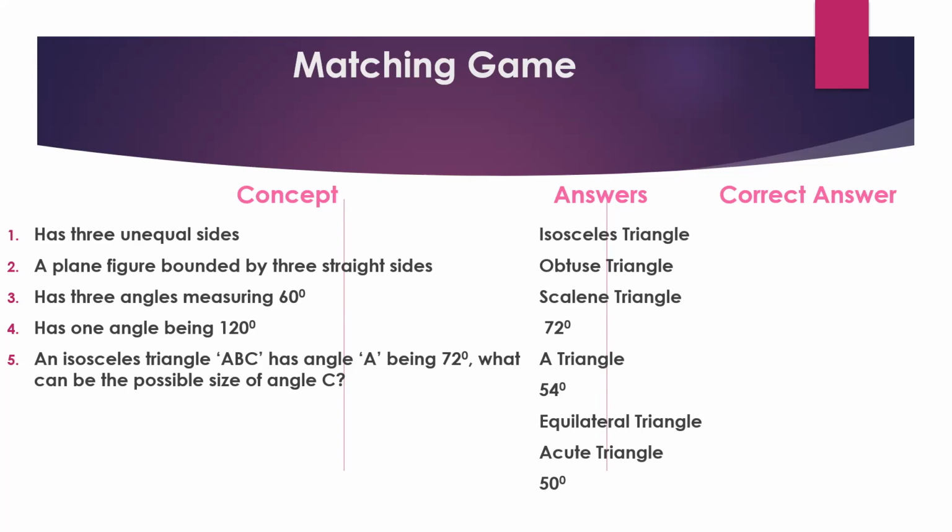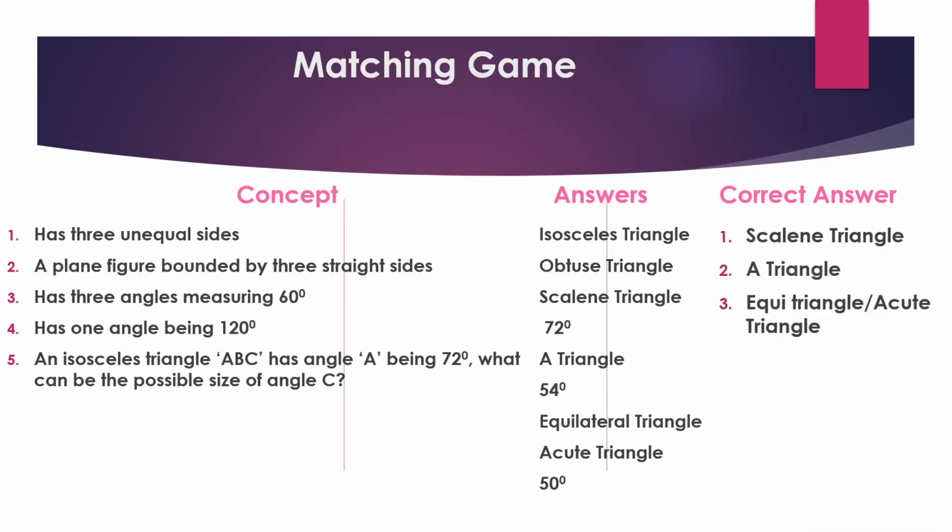All right, so when you do that and you finish all of them, you finish matching, then you go to the correct answers where you would see. So the first one is scalene, second one is a triangle, the third one is an equilateral triangle, or it can be considered as an acute angle triangle also. Number 4, obtuse.